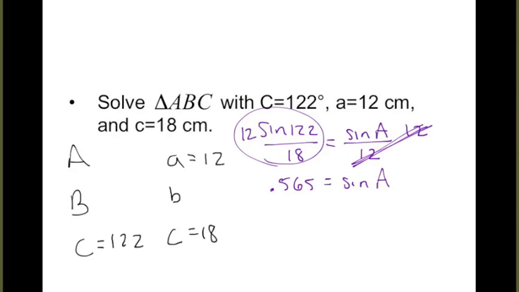So we talked about this in our last lesson. When we're solving for an angle, what do we need to do? The inverse. We need to do our inverse sine. So on the calculator, we do that with our second button, but we need to take our inverse sine of that decimal. And I get about 34.4, or I'll just round it to the nearest angle to get 34.